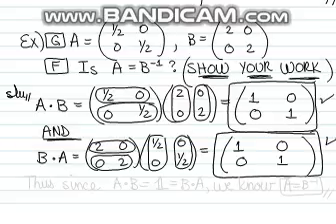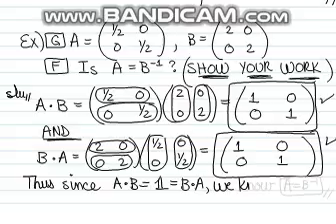Thus, what did we just show? We showed that A times B equals the identity, which I write like this, equals B times A. We know they're inverses of each other. A is equal to B inverse, and we're done.